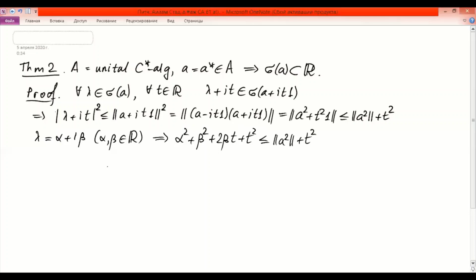Now we can cancel t squared from here. And what we see is that this expression is bounded from above for each real t. Well, of course, this can happen only if beta is 0. That is, only if lambda is real. And this completes the proof.